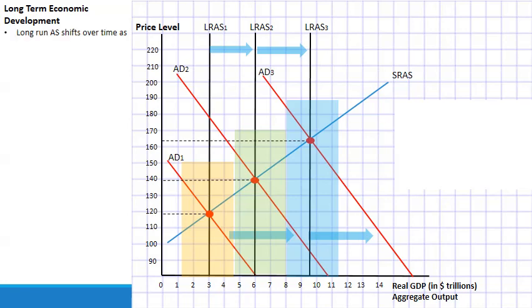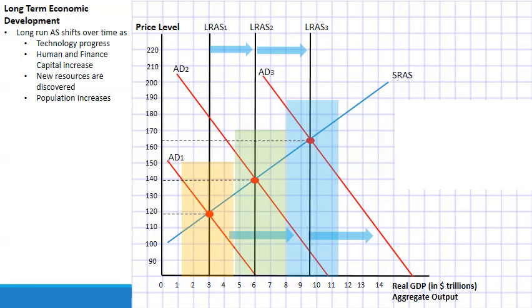So long run AS shifts over time as technological progress, human and financial capital increases, new resources are discovered, and population increases. So it increases the natural output of goods and services. And remember what we saw just a second ago is we can take that production possibilities curve, and as that is inflated outwards, that's when we see these shifts in long run AS.